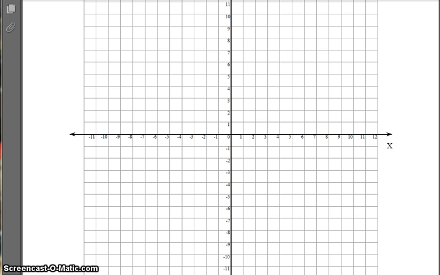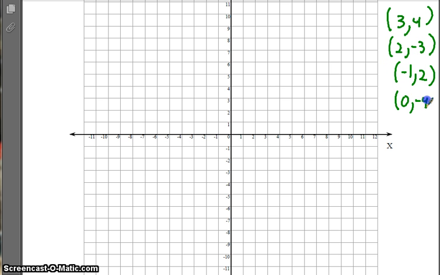So make sure that as you graph your points, you're taking your time and really trying to see what you're accomplishing. If I need to graph (3, 4), (2, -3), and (-1, 2), and (0, -4), for me to graph all those points, all I do is start here at 0, go 3 over, and then go up 4 for the dot.